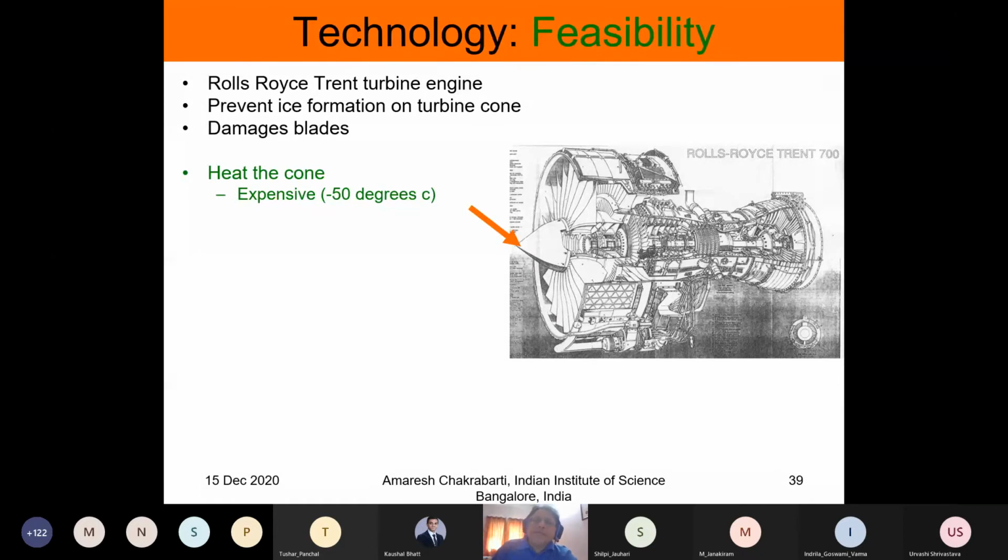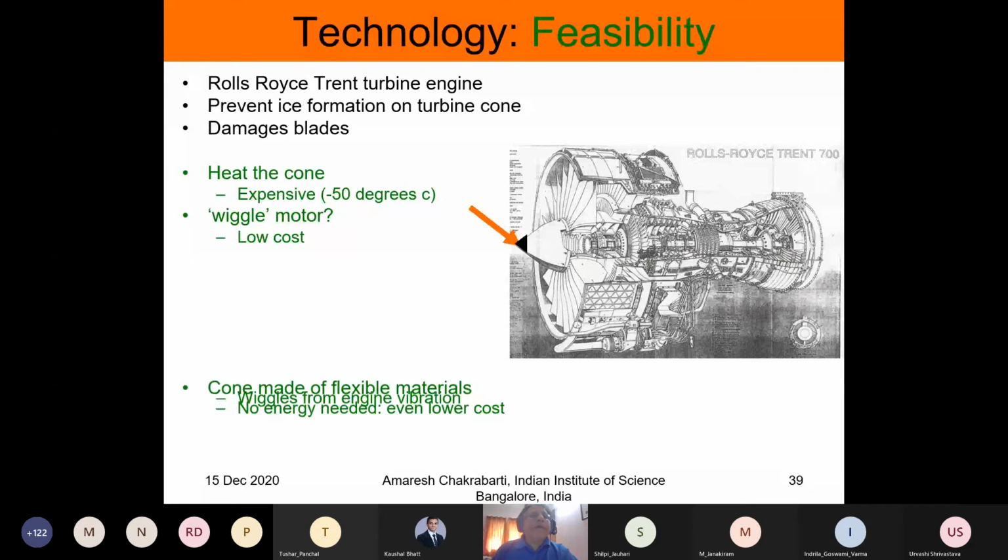So remember, value is performance by price. So price will go up, and that's not a good solution. Then they came up with the idea that we can make this in two parts, the front part more like a cone, and we'll put a small motor there which will keep on wiggling. If it keeps on wiggling, snow will form, but ice will not get time to form. So you can see that the cost has come down. As a result, performance by price has gone up, which means value has gone up.